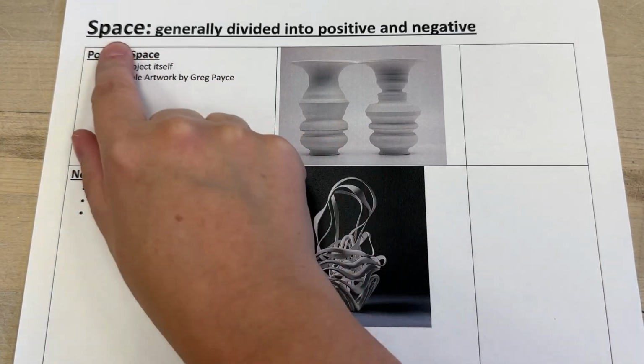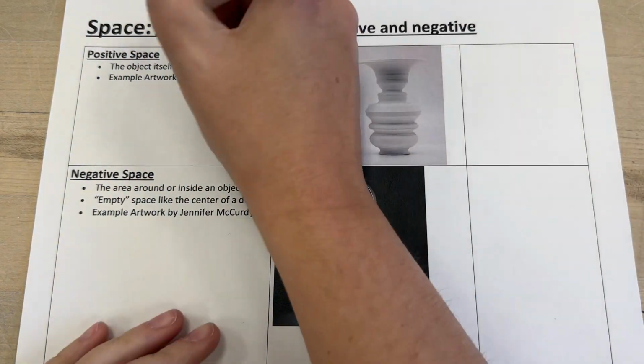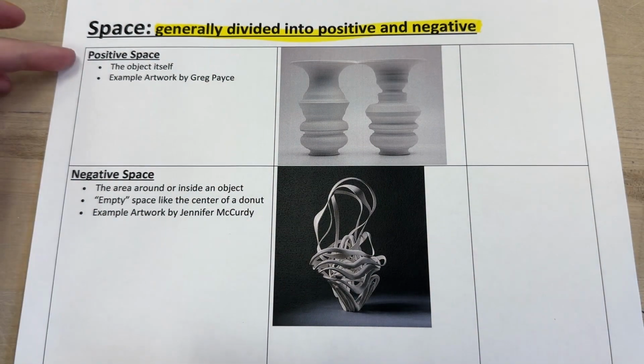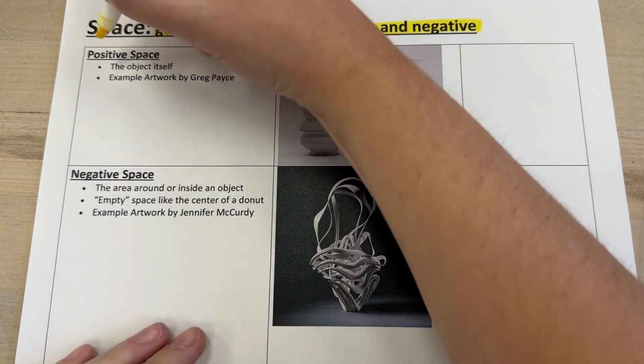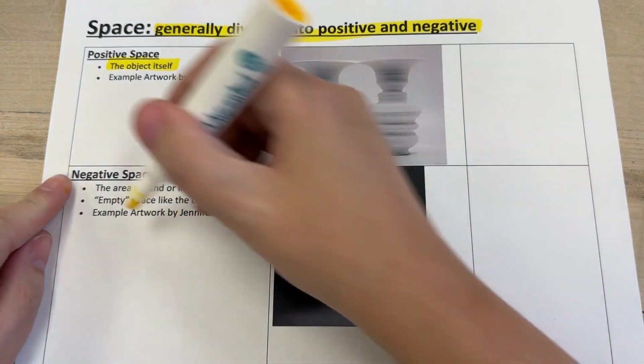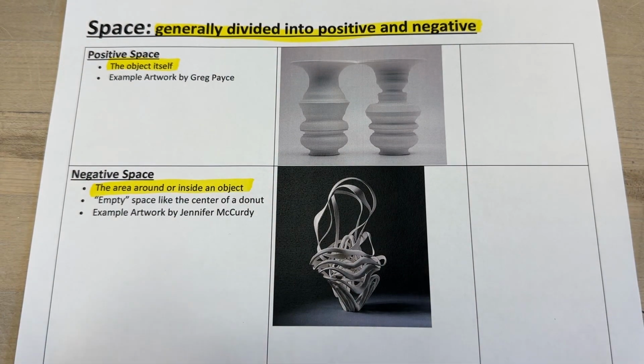Today we're looking at space, which is generally divided into positive and negative. So make sure you're still doing the highlighting, make sure you're doing all the drawing. So positive space is the object itself, okay? And negative space is the area around or inside an object, okay?